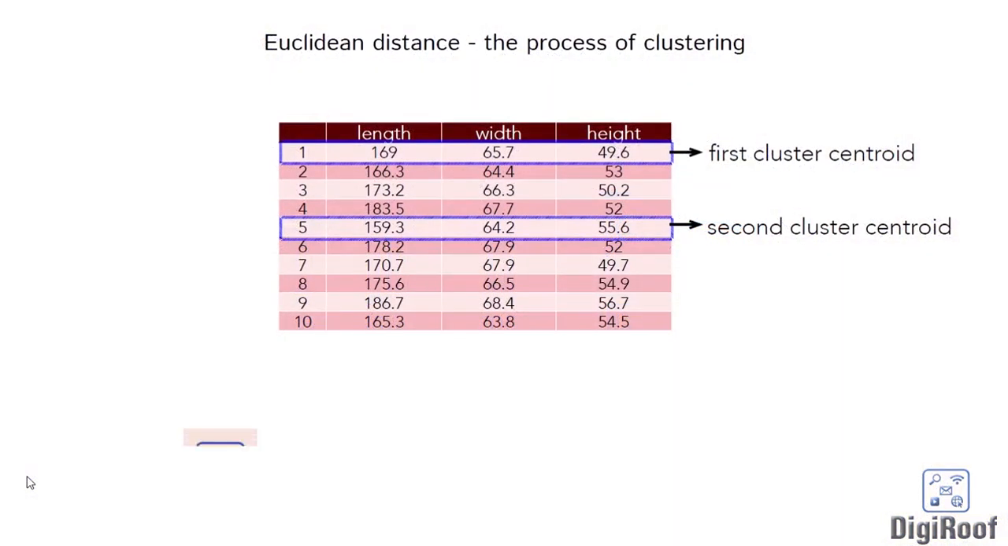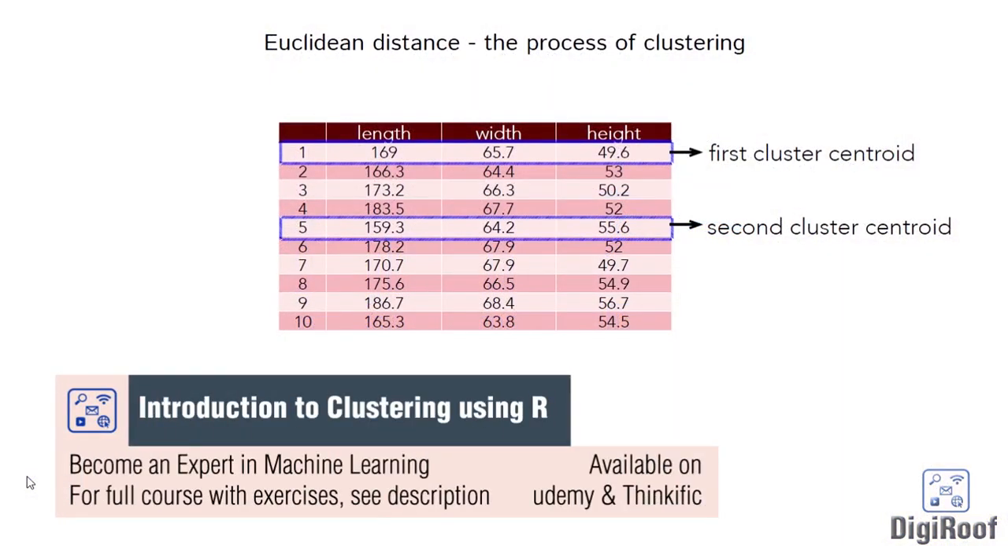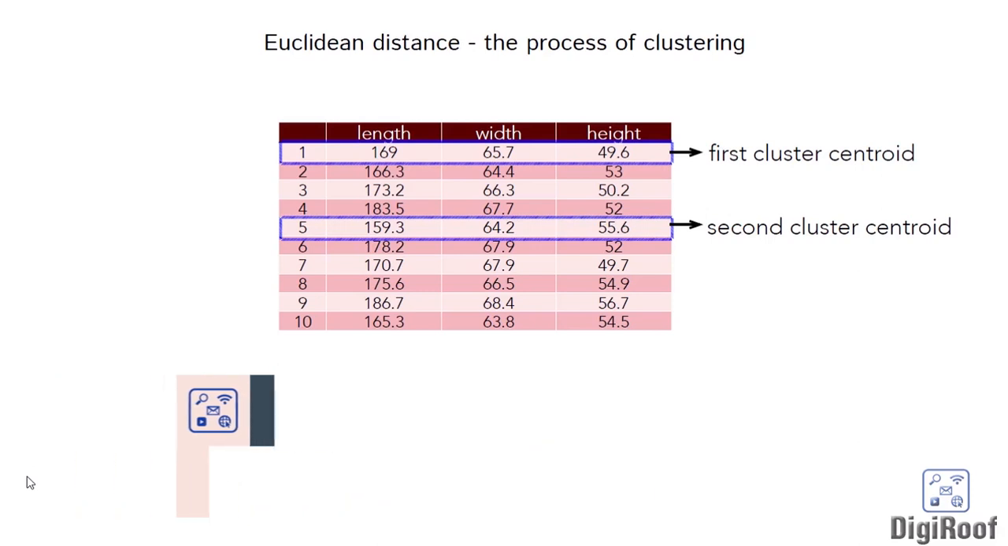In this video, we are going to use the sample data of 10 rows from the automobile dataset and make two clusters from it using the Euclidean distance. First step is to randomly pick two rows as cluster centroids. Let's pick row 1 and row 5 as the initial cluster centroids. Think of these centroids as two separate clusters.